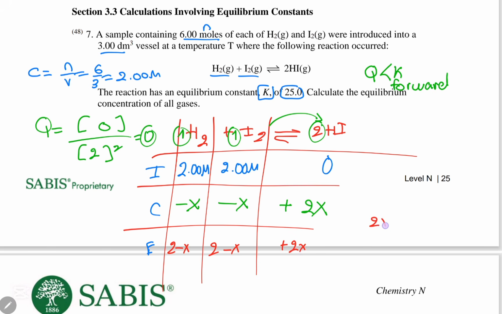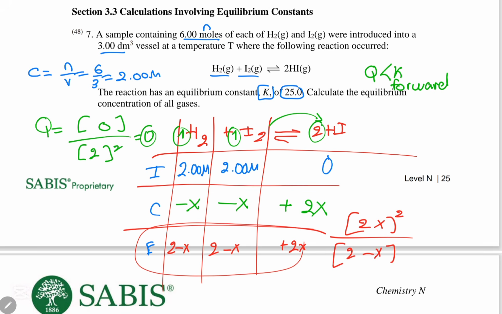So now I should know that the K, this is an equilibrium. It's going to be what? It's going to be 2X over 2 minus X. Oh, wait, here's something important. 2X squared. Why? Because it's the concentration of HI to the power of the coefficient, which is 2, divided by the concentration of H2 and I2, which is 2 minus X, and times 2 minus X again. So instead of writing it twice, I can just square it. It's equal to 25.